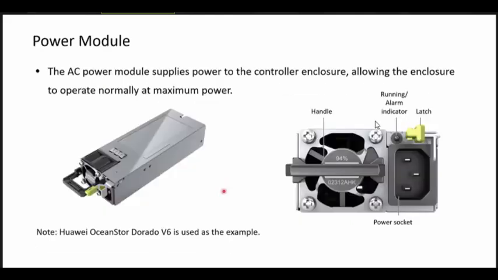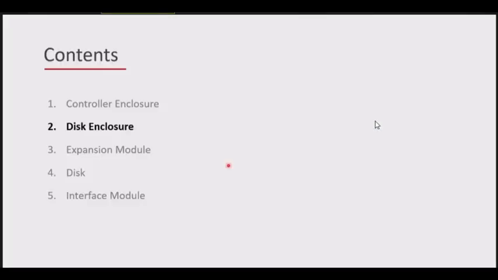Okay. Power modules. Power modules are also hot swappable. If anything goes wrong with the power module, take out the power module and swap it back. No problems there. Right, so that is the controller enclosure. Any questions? Cool. No worries. Now we move on to disk enclosures.